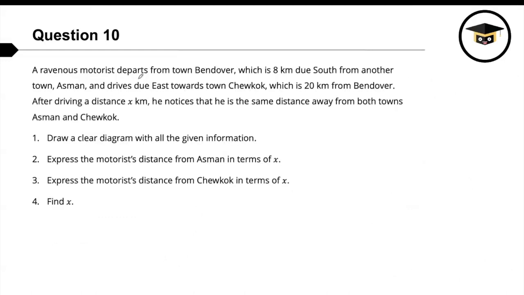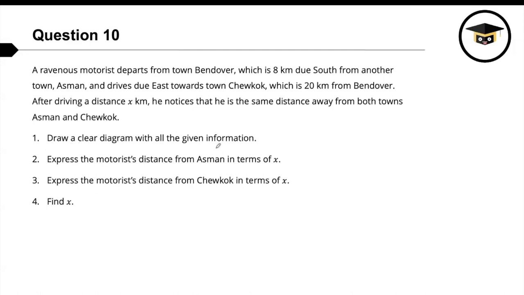Okay, now we've got question 10. A ravenous motorist departs from the town Bendover, which is 8 kilometers due south from another town, Asman, and drives due east towards a town called Chukok, which is 20 kilometers from Bendover. After driving a distance of X kilometers, he notices that he is the same distance away from both towns, Asman and Chukok. So question one, and I think that's quite an important question here, is to draw a clear diagram with all the given information.